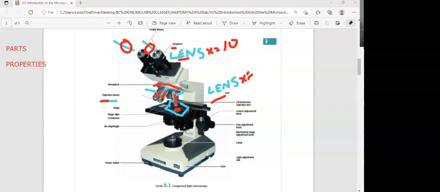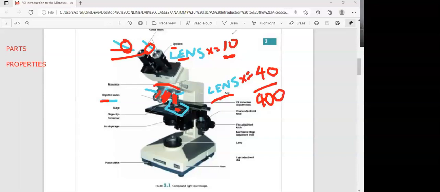Let's take a look, and let's say you are using this lens right here. This lens is 4. So how many times is it going to be magnified before you actually see it with your eyes? It's going to be magnified 40 times. The 4 times right here with the objective lens, times the 10 times right here by the ocular lens. So the objective lens is 4, the ocular lens is 10, and therefore the total magnification is going to be 40. If you use this other lens right here, let's say this one is 40, then what would be the total magnification? 40 times 10, that would be 400.